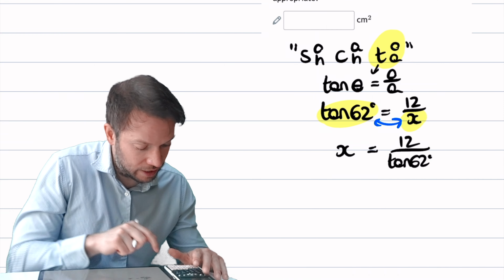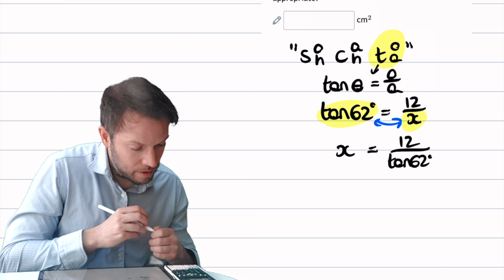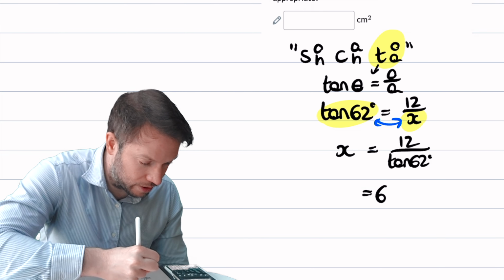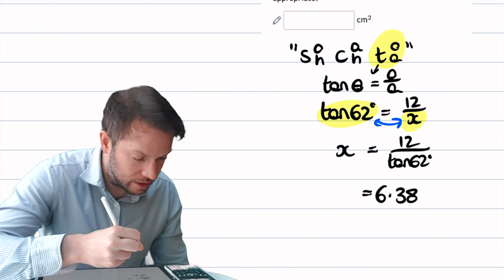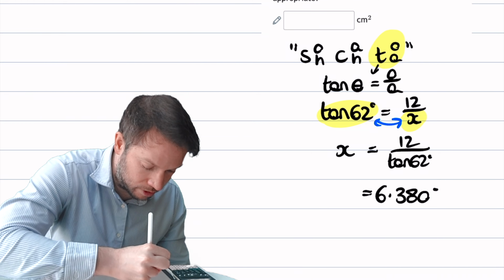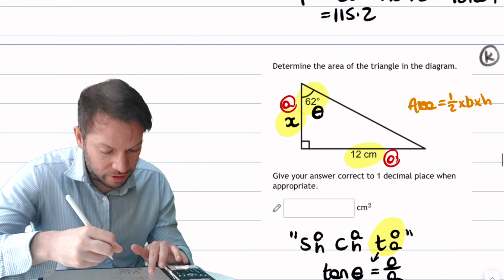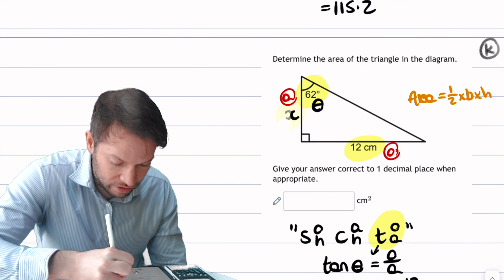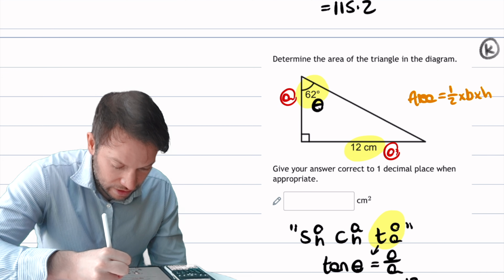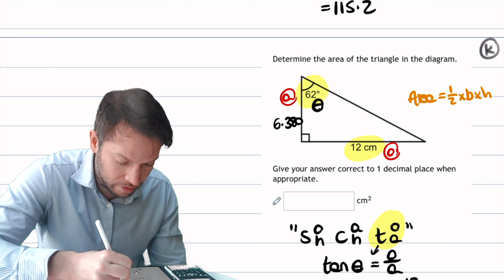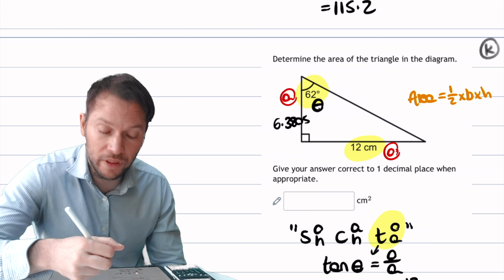And if we do that on our calculator, we get 6.38. Let's put 6.3805. I don't want to round too early. So now we've got this length here. If I just delete that, we've got 6.3805. And now we've got enough to work out the area of this triangle.